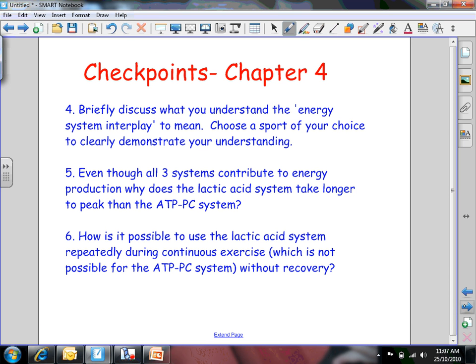So now we get on to the checkpoint questions, and we've got briefly discuss what you understand the energy system interplay to mean. Now importantly, we say discuss. So this is not a chance for you to just do one sentence. You need to discuss it. You need to explain what you understand it to mean. An explanation is not one sentence.